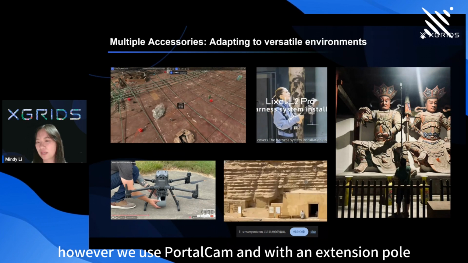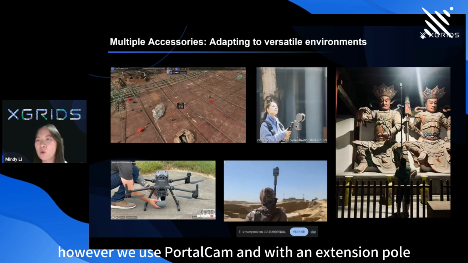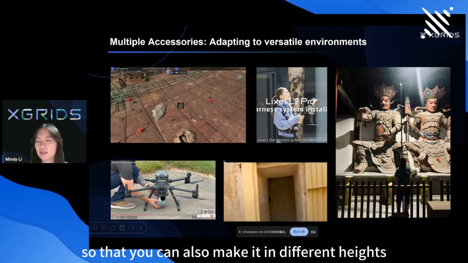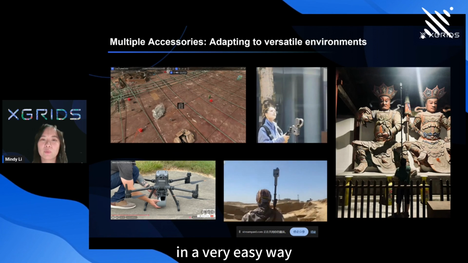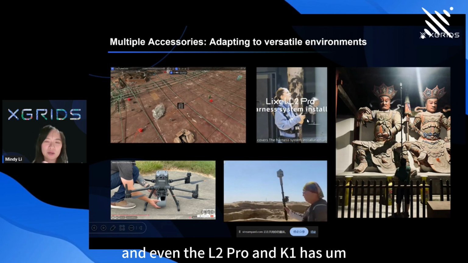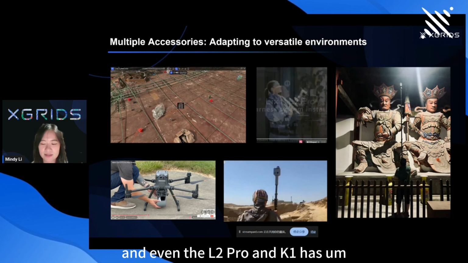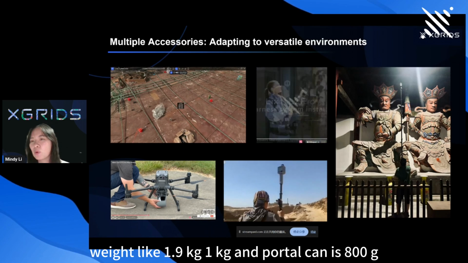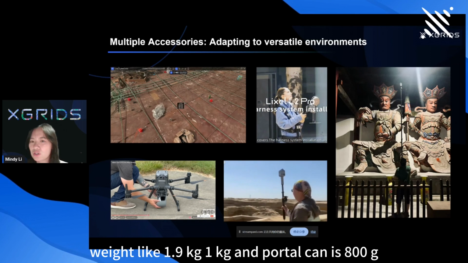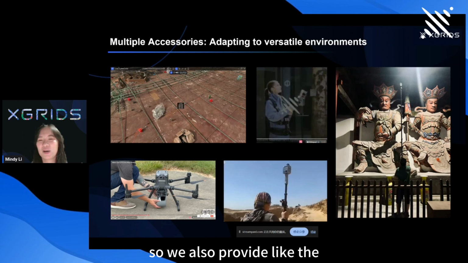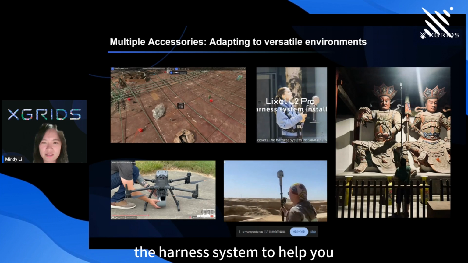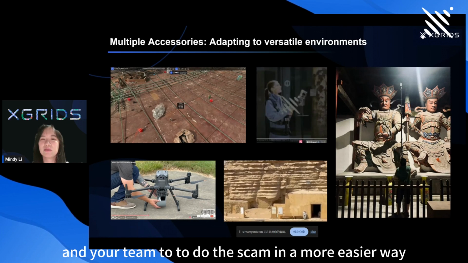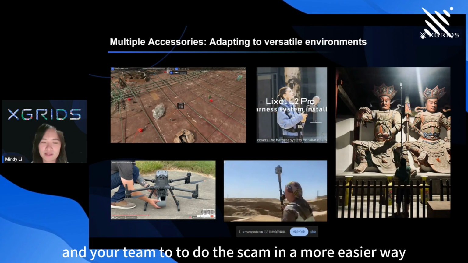However, we use PhotoCAN with an extension pole so that you can also make it in different heights in a very easy way. And even though the L2 Pro and K1 weigh like 1.9 kilograms and 1 kilogram, PhotoCAN is 800 grams. So we also provide a harness system to help you and your team do the scan in an easier way.